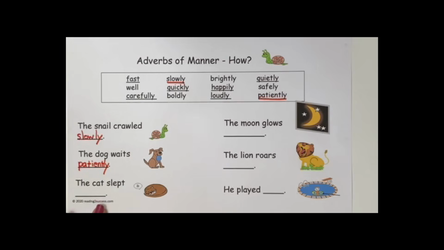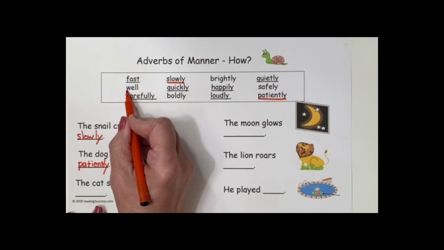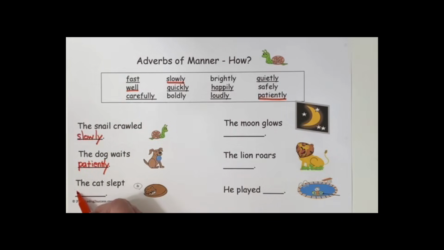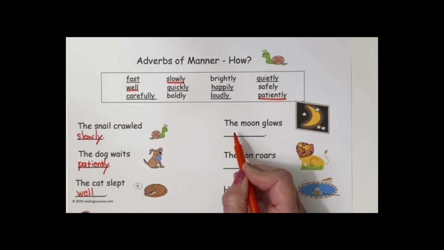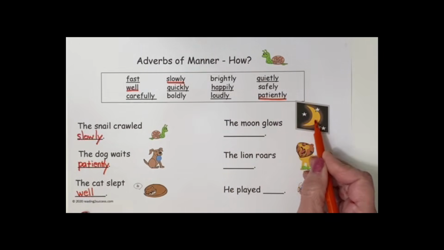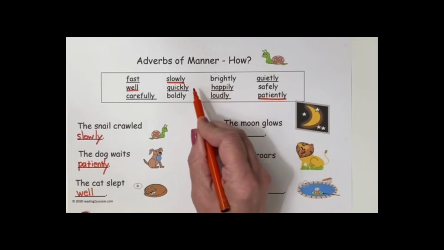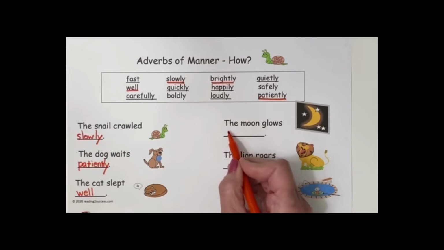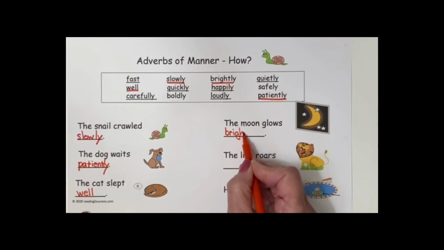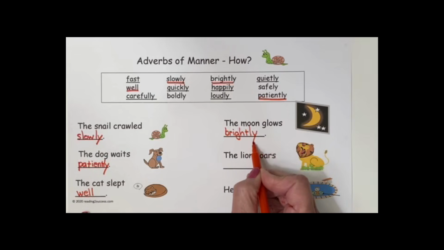Okay, the cat slept well. The moon, oops, I did underline it. The moon glows brightly.